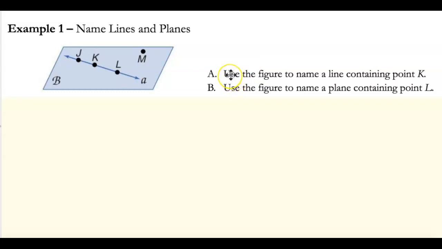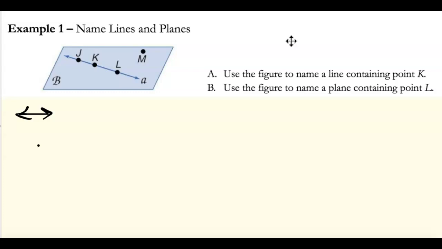So in this problem, they want us to use the figure to name a line containing point K. So remember, one of the stipulations of being a line is it must contain at least 2 points. So anytime we name a line, remember we have to use the correct notation. So that notation would mean that we're going to put a short line with arrows in both directions, and then we just need to use the letter K.